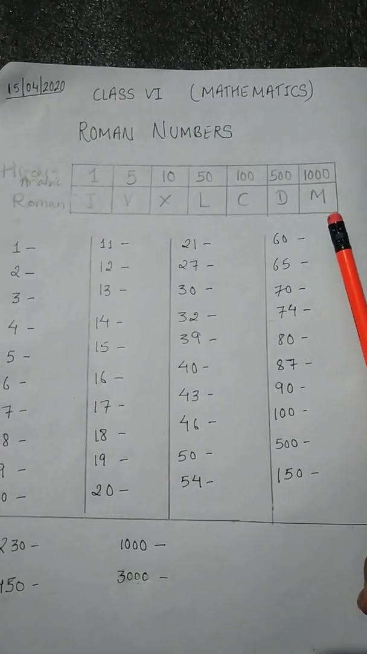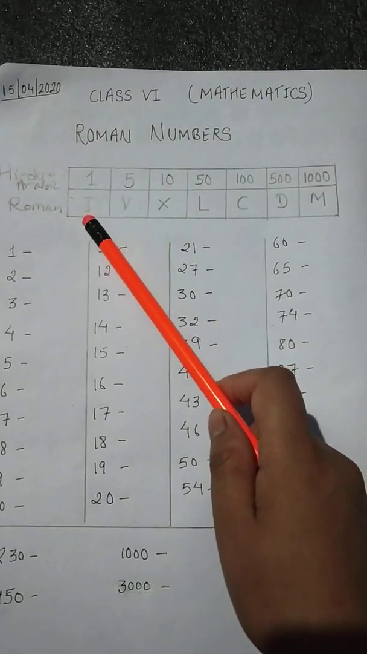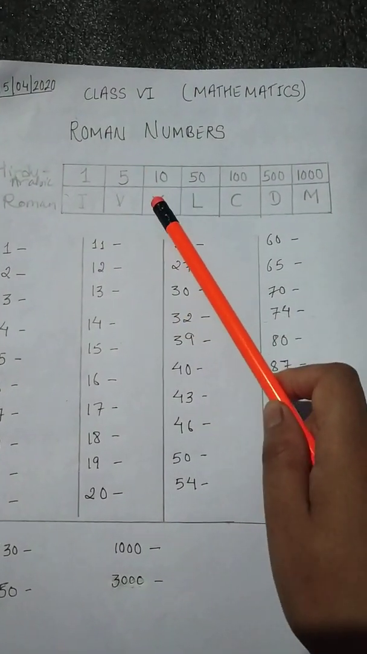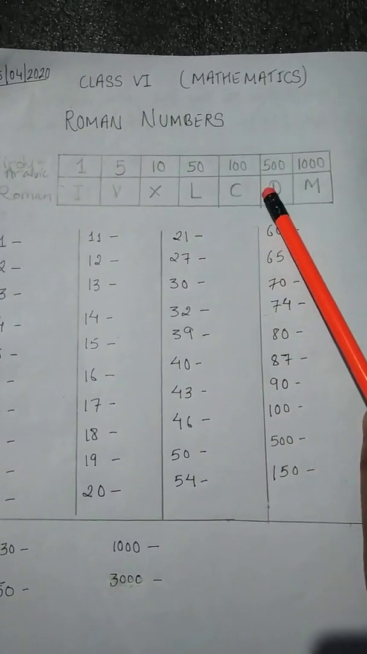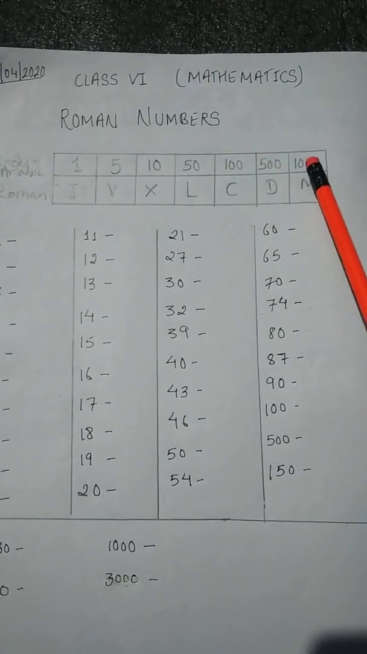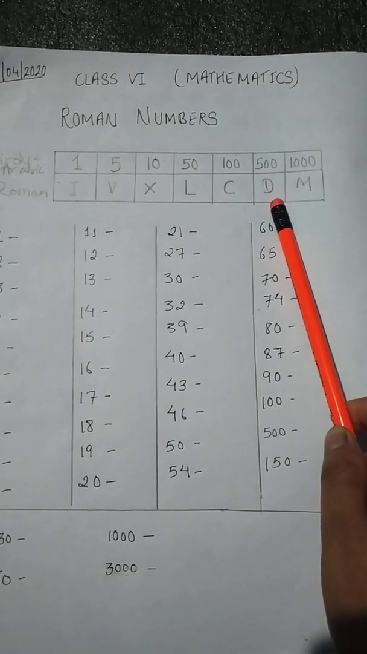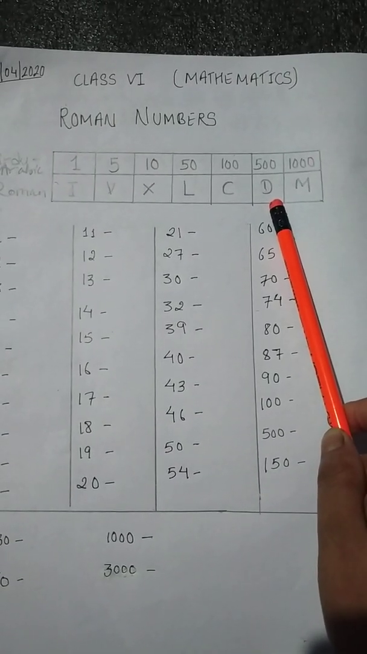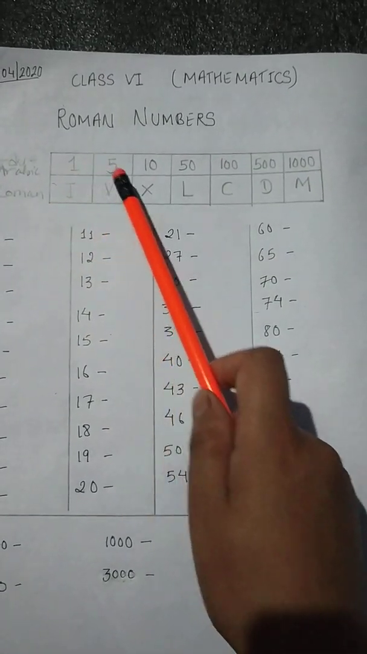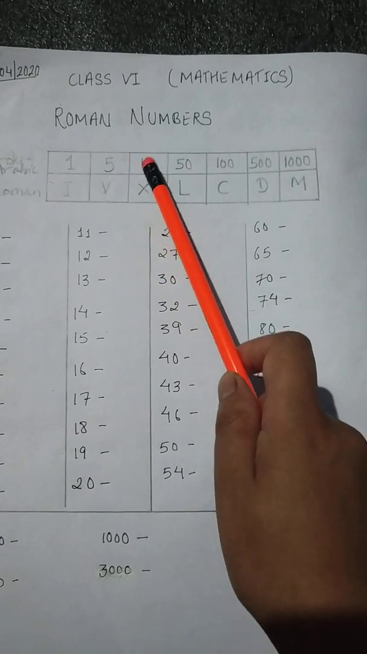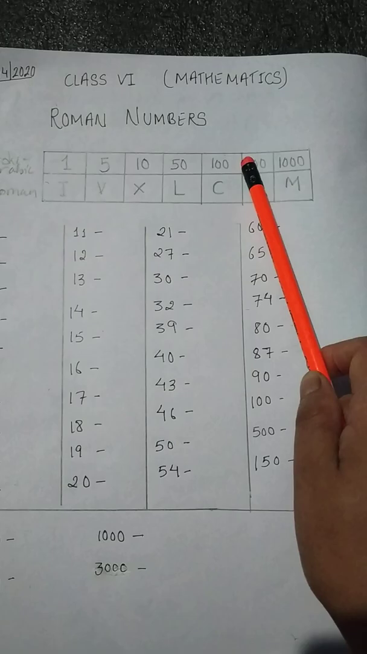Romans use symbols for Hindu-Arabic numbers. For 1 they use I, V for 5, X for 10, L for 50, C for 100, D for 500 and M for 1000. So these are the symbols which Romans use to write the Hindu-Arabic numbers. Okay, I'll repeat once again. I for 1, V for 5, X for 10, L for 50, C for 100, D for 500 and M for 1000.